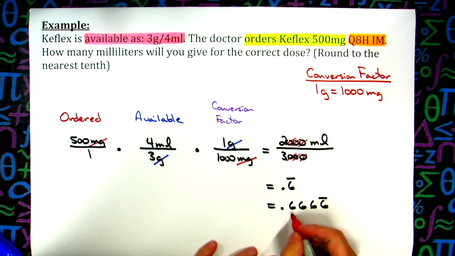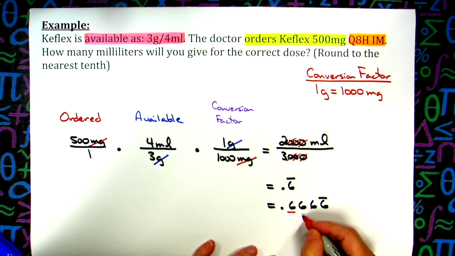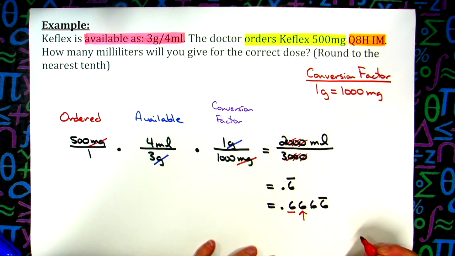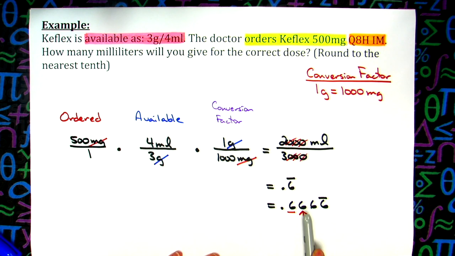If I'm rounding to the nearest tenth, this number's in the 10th spot. The number to the right is going to tell you whether or not you round up or not. It is bigger than 5. So when this is bigger than 5, then we make the number in the 10th spot round up. So then that's going to be a 0.7.